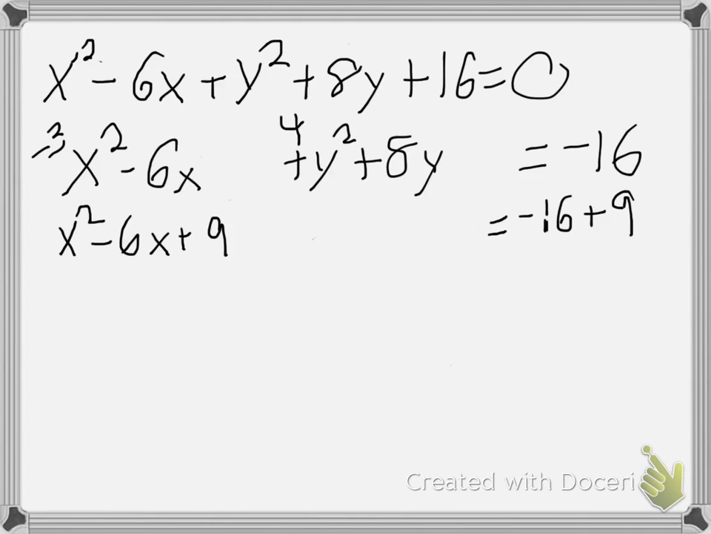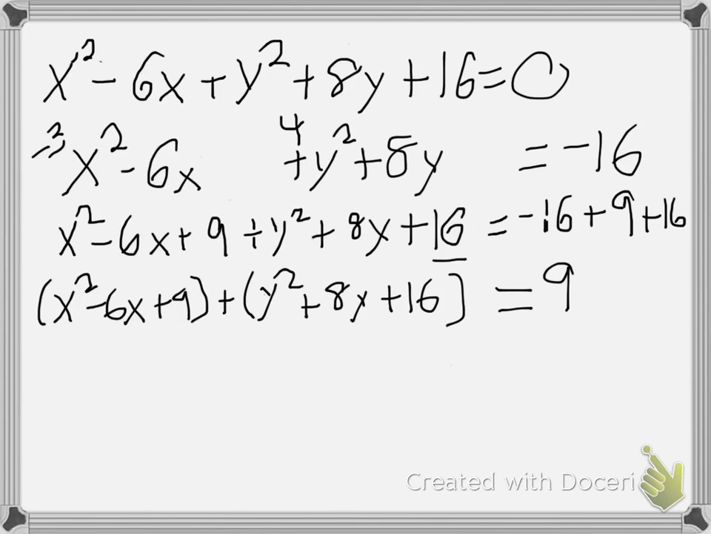Half of that 8 was 4. 4 squared is 16, so I'm going to add 16 to both sides. So I've got plus y squared plus 8y plus that 16. Okay. If I added 16 here, I have to add 16 over here, so I have to add plus 16. Okay.